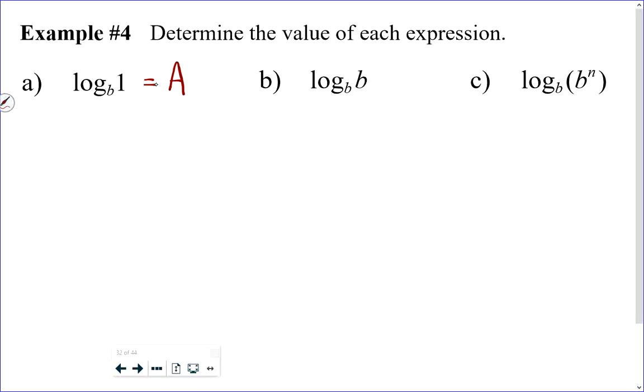But I've told you, if you don't understand it, rewrite it the other way. So this becomes B raised to the A equals 1. And the question now is, what does the exponent on B have to be to give you 1? Has to be 0, sure. The only thing you can raise a base to get the number 1 is 0.